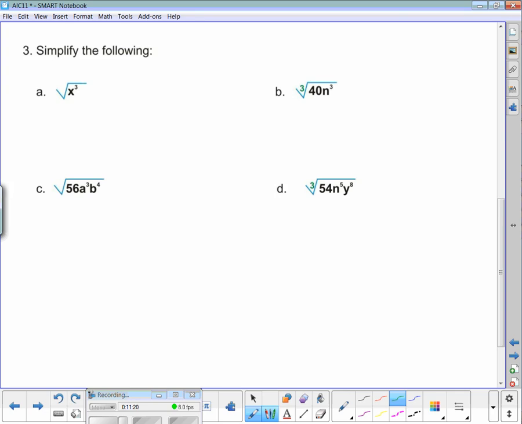So, Jeff, what's the index of A? 2, right? We're doing a square root. So if you want to think of it like this, I'm going to use my red here. What is an x cubed? An x times x times x. Do you agree? Can you take the square root of x times x? Yes or no? Can we take the square root of x times x?